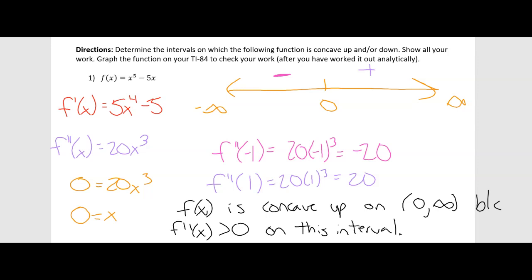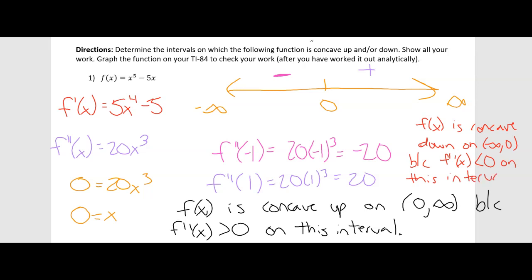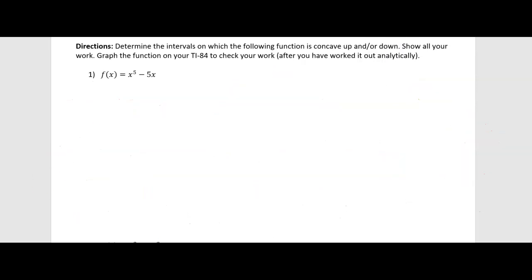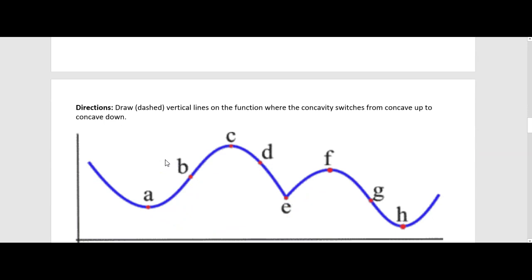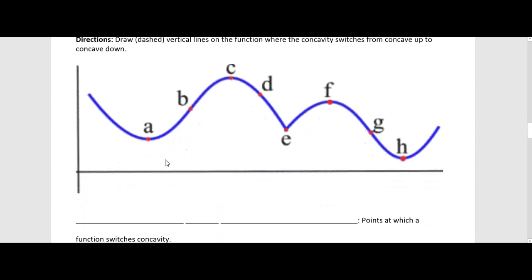Looks like I'm going to run out of space here. And then I can say f of x is concave down on the interval negative infinity to 0, because f double prime of x is less than 0 on this interval. So you need the justifications as well as the intervals. All right, let's get rid of this. We're going to skip number 2. You can try that one on your own, or we might do it during class. And we're going to jump down and talk more about points of inflection.